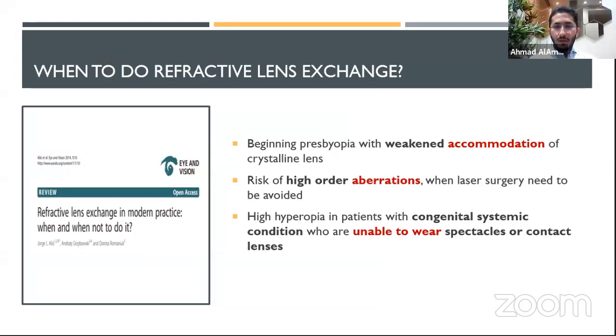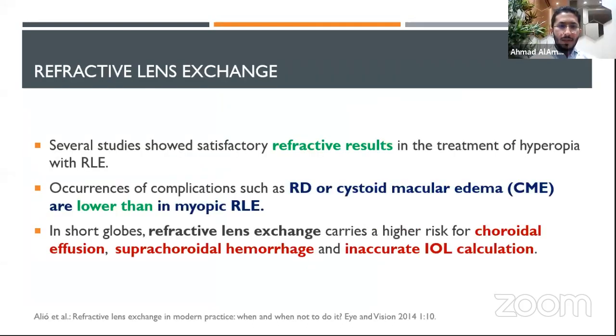I found this review article by George Alio. They mentioned the situations in which refractive lens exchange is indicated, and these include when the lens starts to lose its accommodation, when there is a risk of higher order aberrations if laser vision correction is attempted, and in patients with high hyperopia who are unable to wear glasses or contact lenses due to their systemic condition. Several studies showed satisfactory refractive results in the treatment of hyperopia with refractive lens exchange. RD and cystoid macular edema are lower than in myopic refractive lens exchange, but bear in mind that in a short globe, refractive lens exchange carries a high risk of choroidal effusion, suprachoroidal hemorrhage, and inaccurate IOL calculation. With this slide, I conclude my talk, and thank you so much for your input.